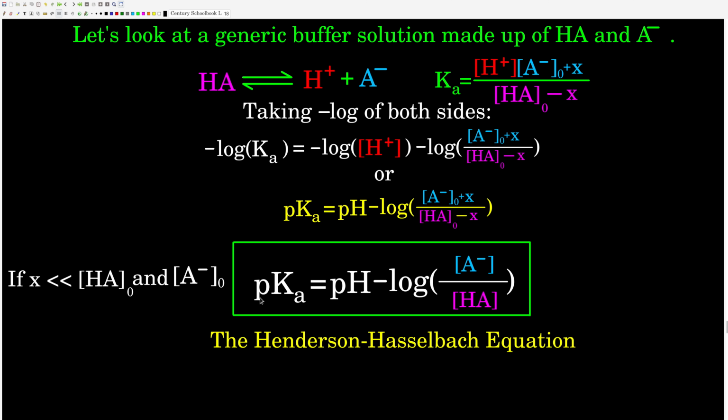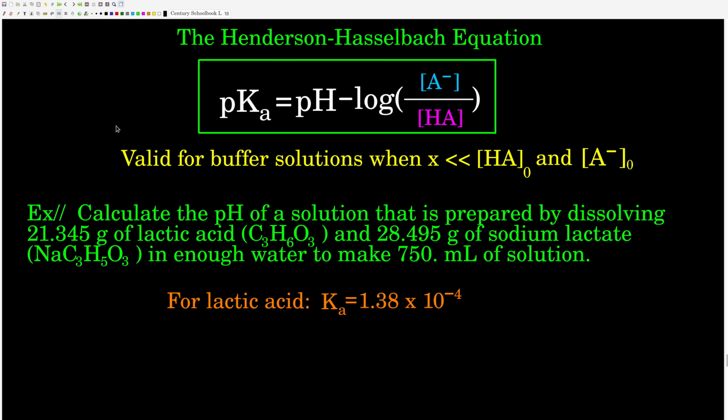And it says that for a buffer solution, and this applies to a buffer solution where this condition is true, our x is a lot less than the initial concentrations, which we'll see. So it says that the pKa is equal to pH minus the log base 10 of the ratio of the concentration of the conjugate base to the concentration of the weak acid. So there it is once more, the Henderson-Hasselbalch equation. Write it down, memorize it, put it on your card, you'll use it.